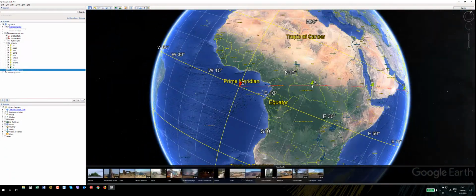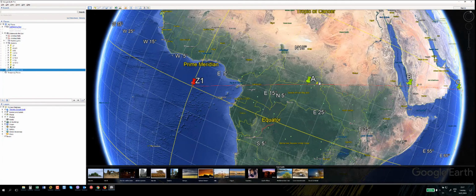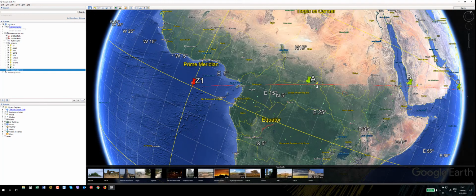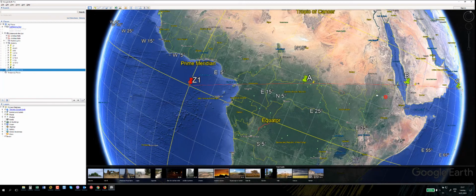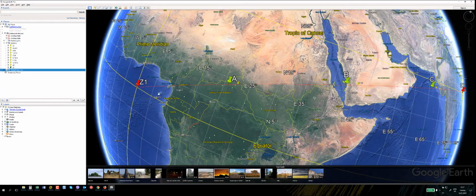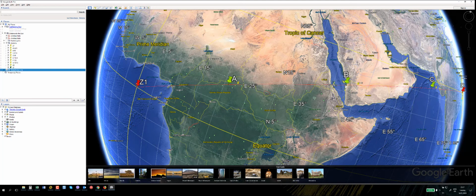Z1 to A, instead of the old A, now forms a 22.5 degree angle with the center of the Earth. That is a wrong angle. It's larger on the ecliptic. The same goes for B. From Z1 to B is a true 45-degree angle on the ecliptic.